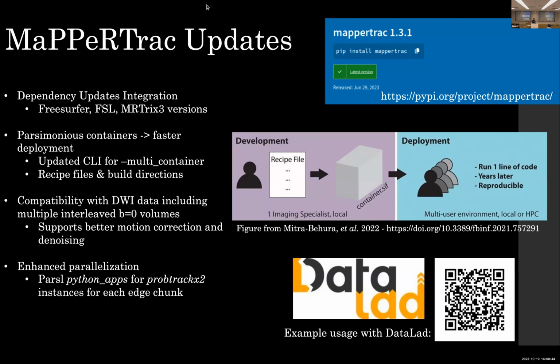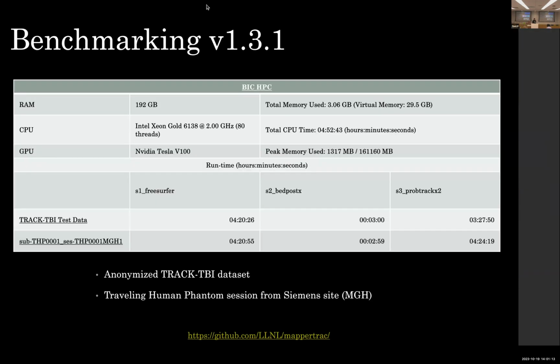And then, a couple of things that are more inside baseball, but support our more modern data collection that we use for diffusion-weighted imaging. And enhancing the parallelization by running some of the tractography as separate instances for each edge chunk. So that could be up to 100,000 edge chunks. So it's very, very good to be able to parallelize that out.